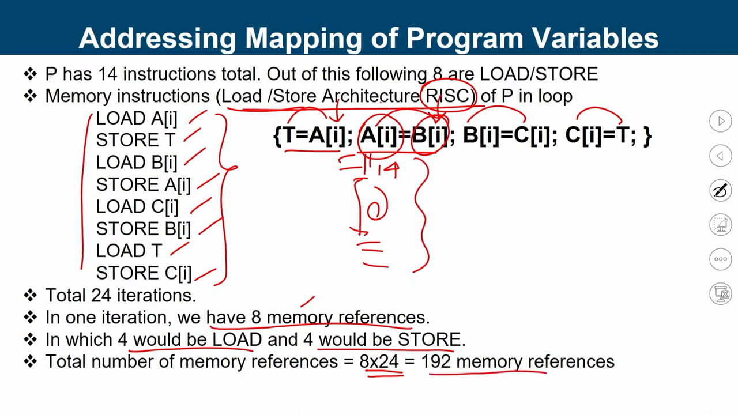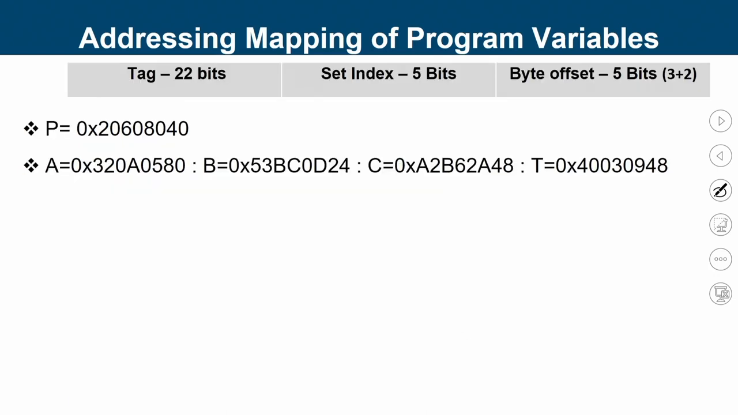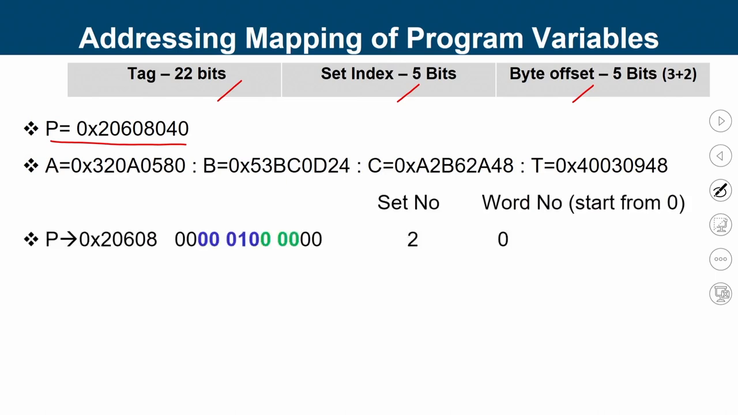So the question is, how many of these are hits and how many are misses, if you assume initially the cache is empty? Out of this 192, we know that 96 would be load operations and 96 would be store operations. The address split up is given: 22 bit tag, 5 bit set index and 5 bit offset. Program P is stored at this address, and the starting addresses of A, B, C and T are given. Now using this address split up, let us try to understand what each one has.